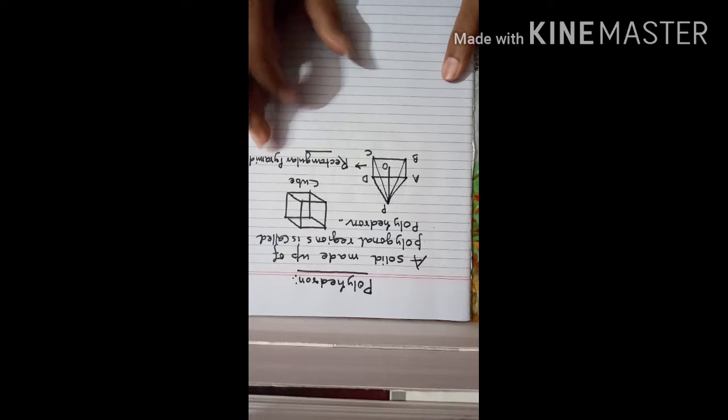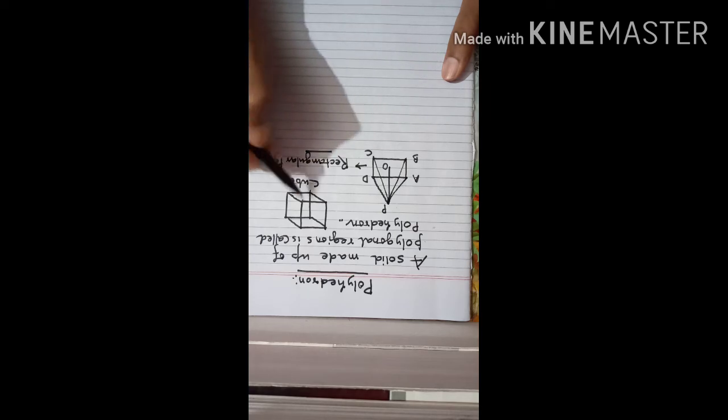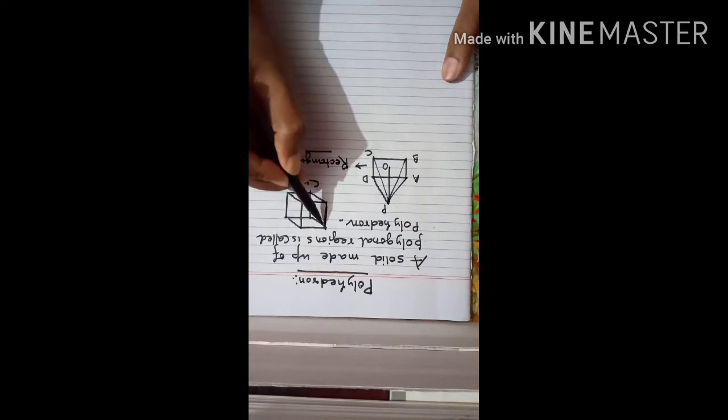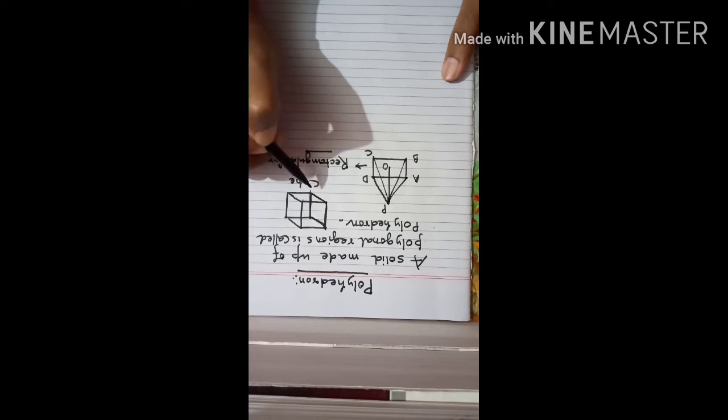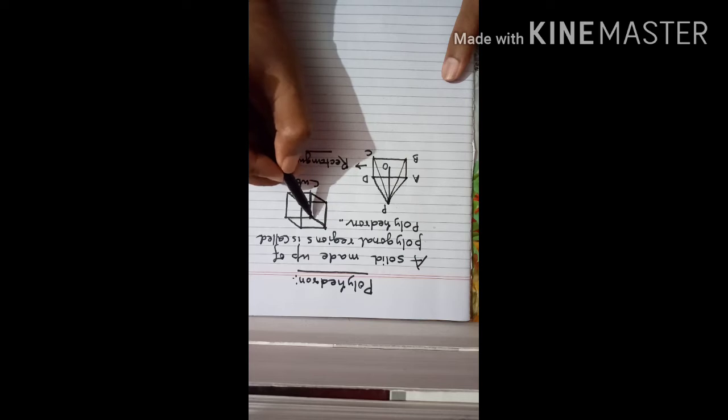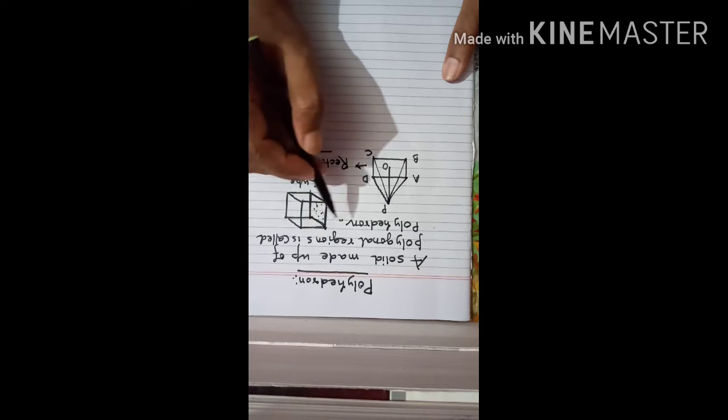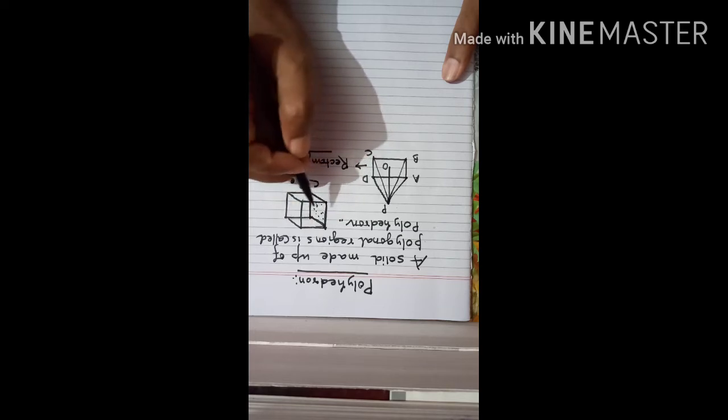Why say polygonal region? Look at here, my dear students. If you draw this part, this is also a region. This is also a region. And here, this is also an edge, this is also an edge. Combine these regions. That's why polygonal region. Why poly? More than 3. The region consists of more than 3 line segments. See here, 4 line segments. This is also one region. That's why a solid made up of polygonal regions is called a polyhedron.